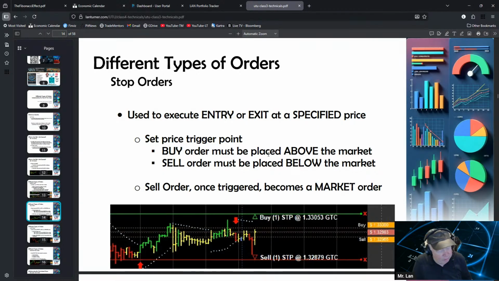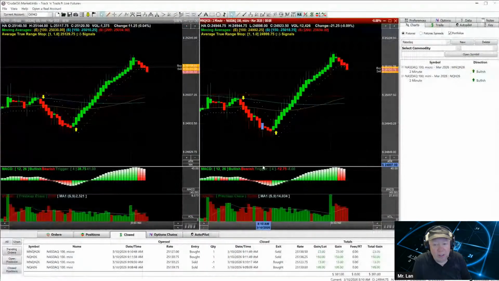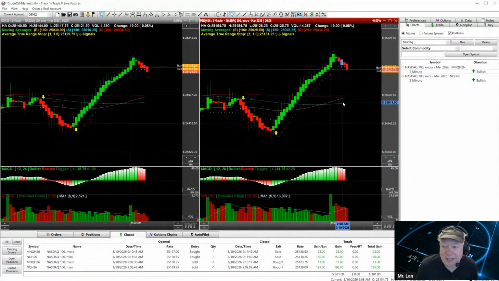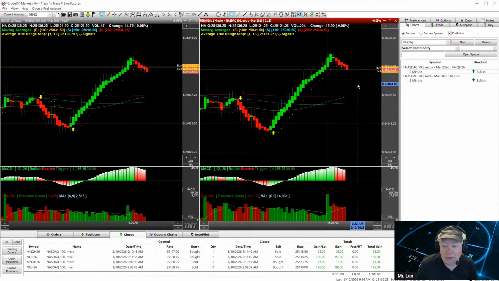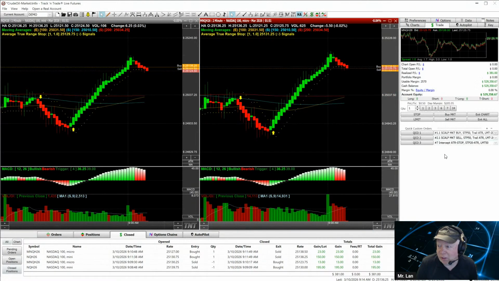So remember, market orders are subject to slippage, meaning that they don't get the exact price that you asked for. So a stop order is not going to get the exact price you asked for either. It might, but there's a chance that it's not. So it becomes a market order, which does not give you the exact price you asked for. It might, but it doesn't necessarily have to.